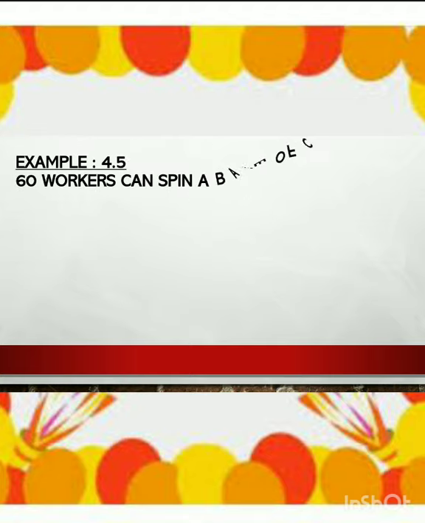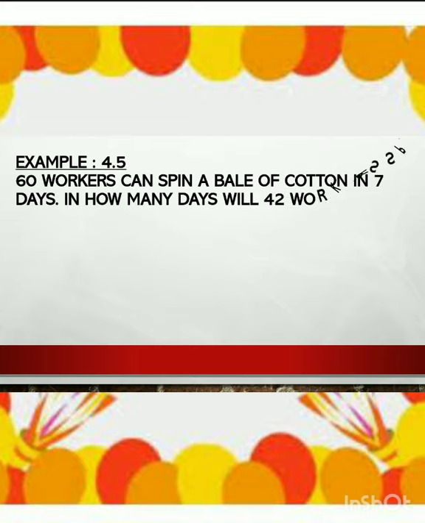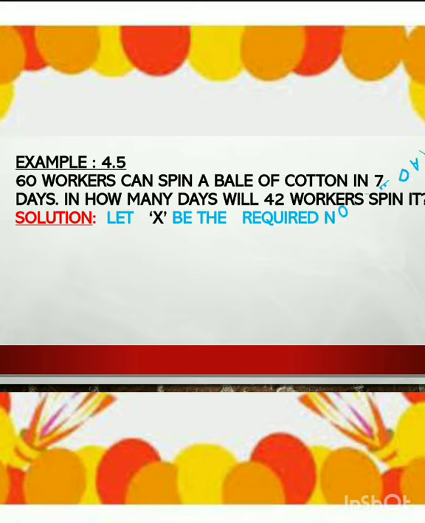Let me explain through example problem. 60 workers can spin a bale of cotton in 7 days. In how many days will 42 workers spin it? Solution: let x be the required number of days. So we can frame a tabular column. Here two quantities are given. The quantities are number of workers and number of days.